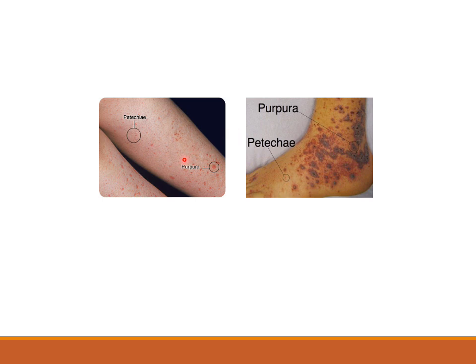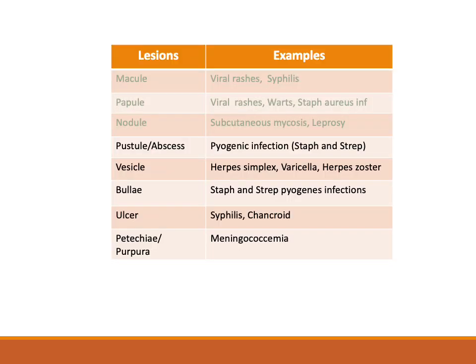And then petechiae, so these are hemorrhagic manifestations. Petechiae are very small, right? It looks like a mosquito bite. That's how petechiae will look. And when it becomes bigger, it becomes a purpura, and even bigger than the purpura, you call it ecchymosis or hematoma. These are also found in some infections that have skin manifestations.